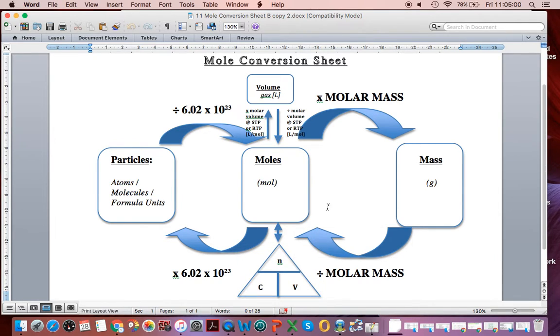And probably the simplest thing you've run into are the STP RTP conversions. If you're going moles to volume in liters, you multiply by the molar volume. And if you're going from volume to moles for a gas, and it's at STP or RTP, you divide by that molar volume. You don't have to memorize things like Avogadro's number, it's given. And the STP and RTP molar volume values will also be given on a test.